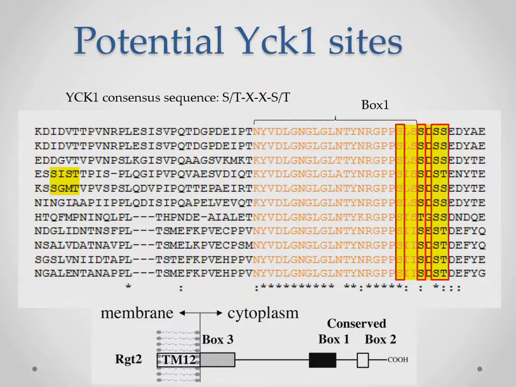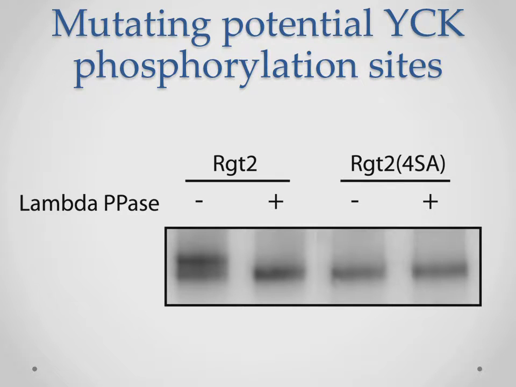So again, looking at that sequence alignment, what I've boxed in red here are 4 serines, and in some strains threonine, that represent the YCK consensus sites immediately C-terminal on box 1. So what we did was mutate those to alanines in order to see what effect that would have on the phosphorylation state of RGT2. And in fact, that turns out to be the key sites in this. So with the simple mutation of just those 4 serines to alanines, you can see that the mobility shift in RGT2 is completely lost, suggesting that this box 1, this conserved region within the C-terminal tail of RGT2, is key for this YCK-dependent phosphorylation.